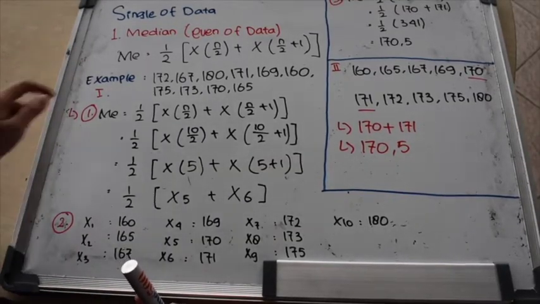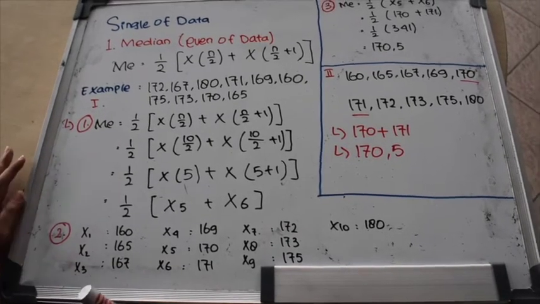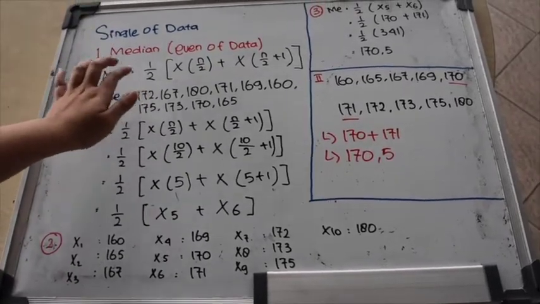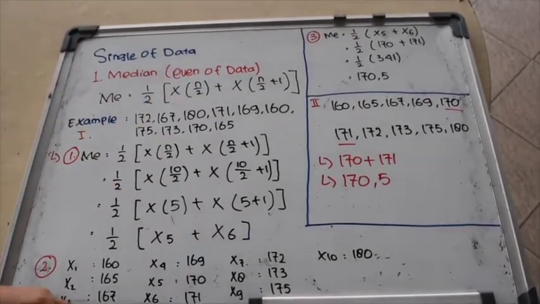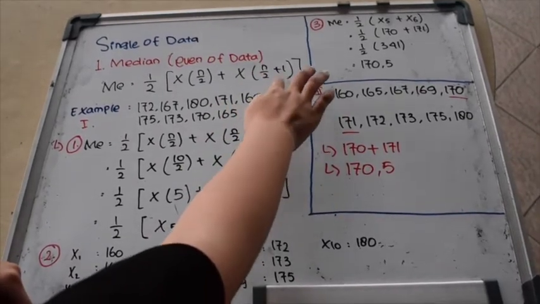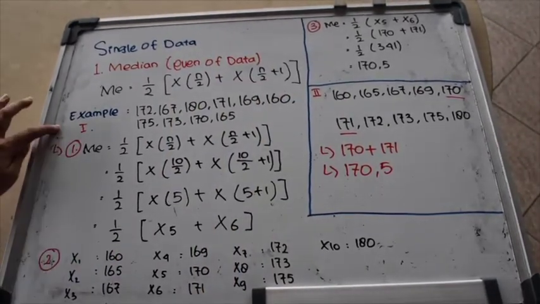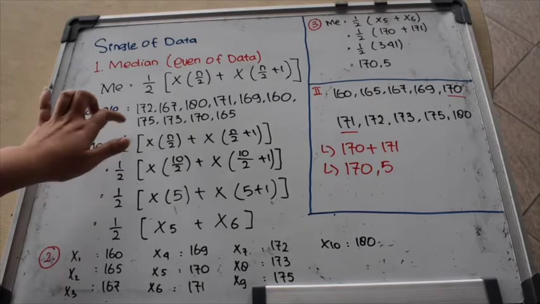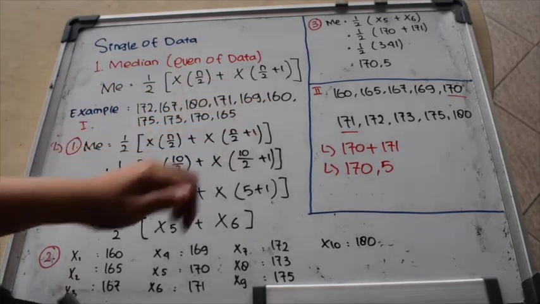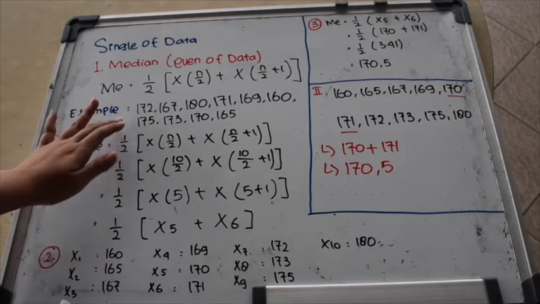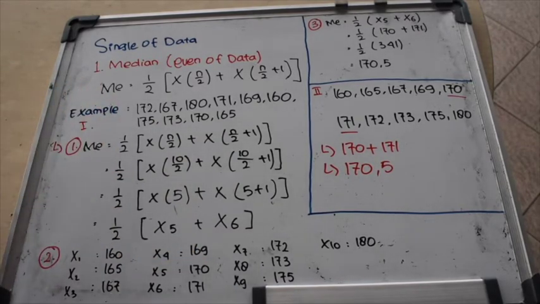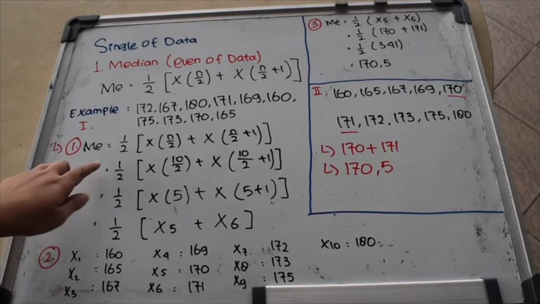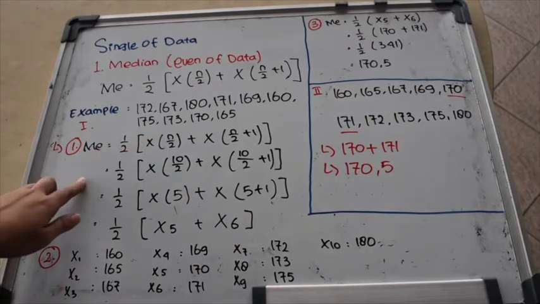The previous step was odd data, and now we will discuss even data. The formula is 1 per 2 times x n per 2 plus x n per 2 plus 1. For the example, there is data 1, 2, 3, 4, 5, 6, 7, 8, 9, 10, so there are 10 numbers in one data. We write the formula here and we calculate it.